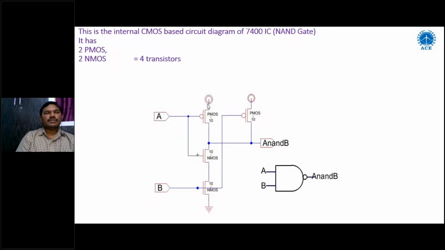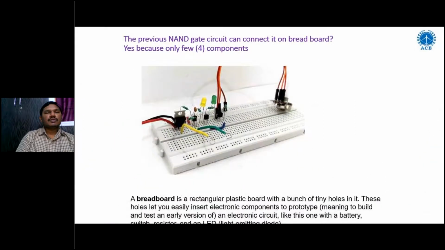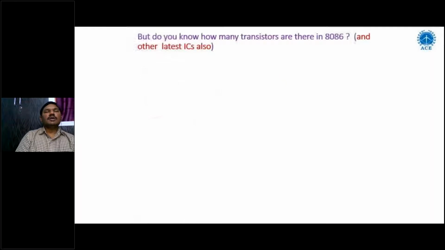Right. Suppose that NAND gate diagram can be fit on the breadboard easily, because the breadboard size is very small and the number of components of a NAND gate is also very small. Do you know how many transistors are there in the 8086? Intel has used 29,000 transistors to manufacture this 8086 microprocessor. Why do we need 29,000 transistors?